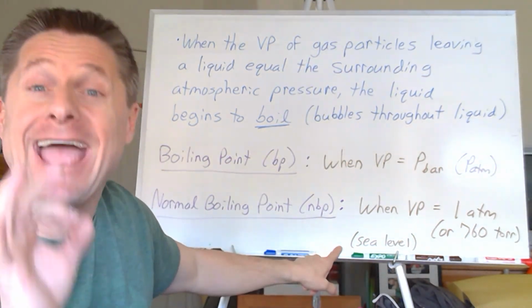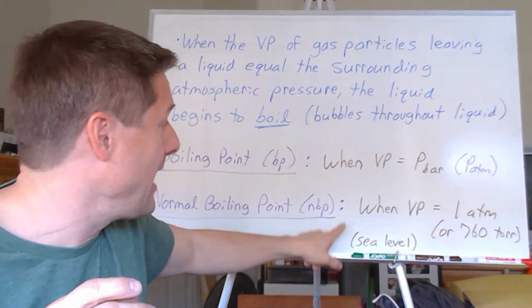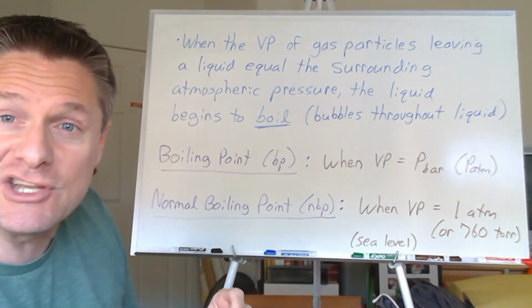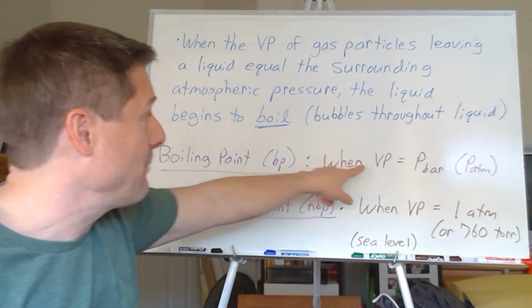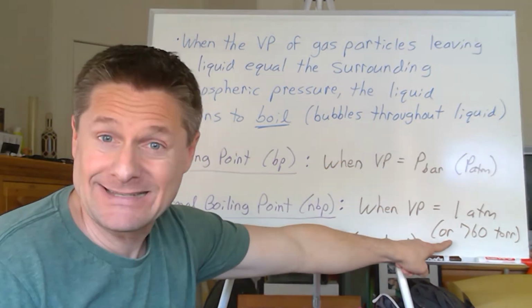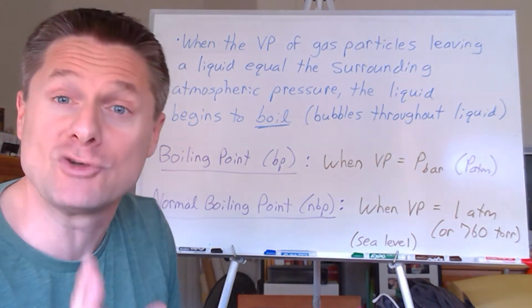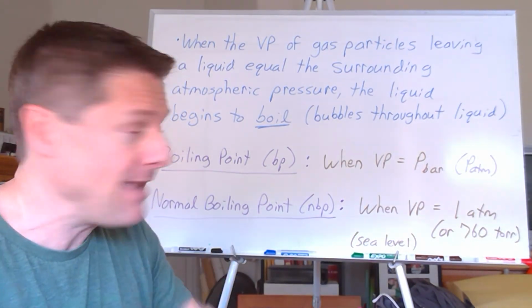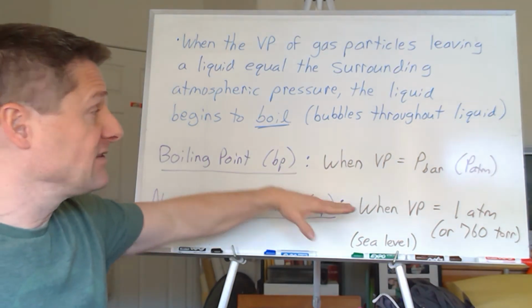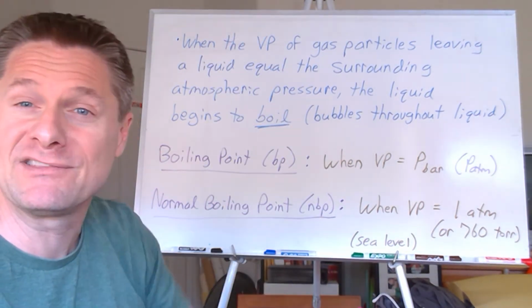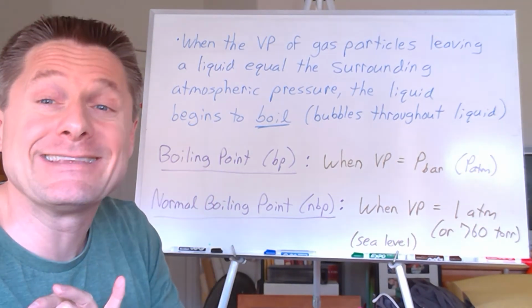If we define sea level and atmospheric pressure at sea level as exactly 1 atmosphere, 760 torr, when the vapor pressure equals that, we call that the normal boiling point. Again, that's typically what we're talking about, right? And so on the next board, let's talk about what happens, as I mentioned, if you decrease the surrounding atmospheric pressure. Things change a little bit.